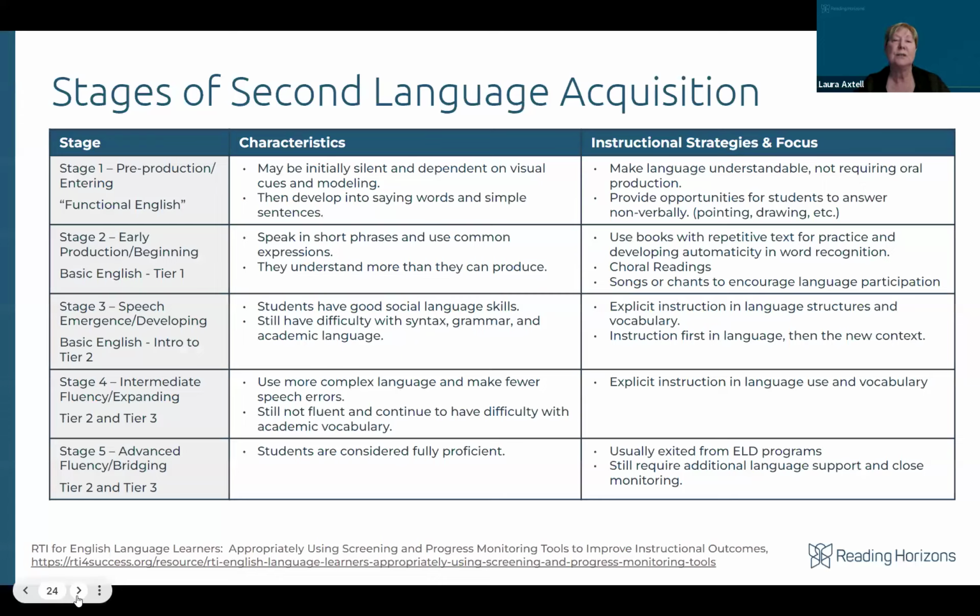So when we look at the stages of second language acquisition, they're generally considered to be 5 stages. Stage 1 is a newcomer. So somebody who maybe only has minimal English or no English. That's where we start with that functional English so that they can navigate. And so they are going to be quiet because they don't have the ability to speak or understand English.